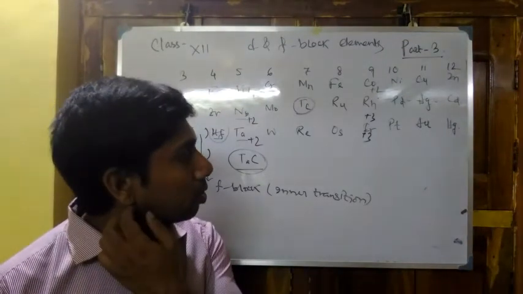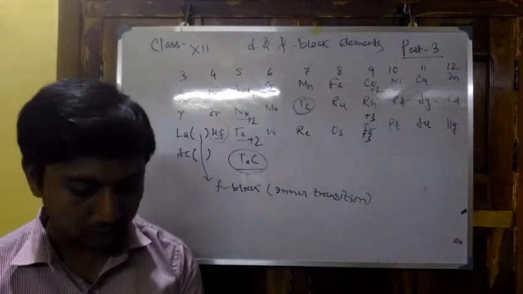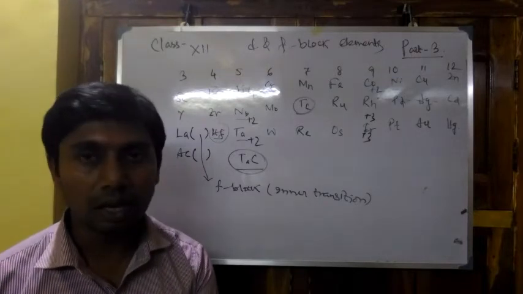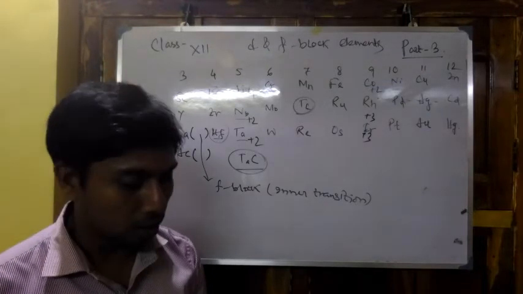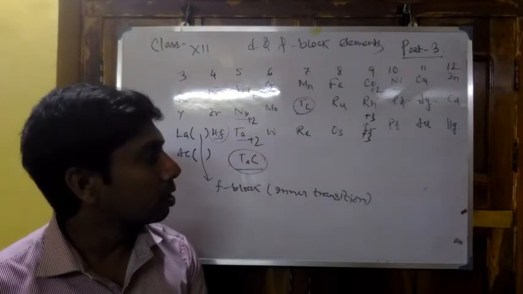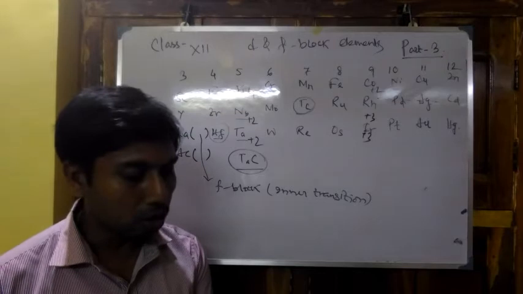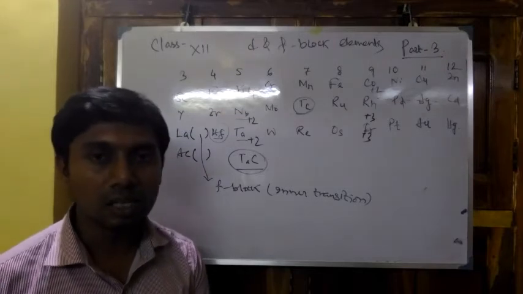Galvanization of iron, that is, zinc is used as a galvanizing agent, and mercury is used in the barometer, etc., and also in the thermometer. These are the general trends in the properties, basically the oxidation state or the preferred oxidation state.